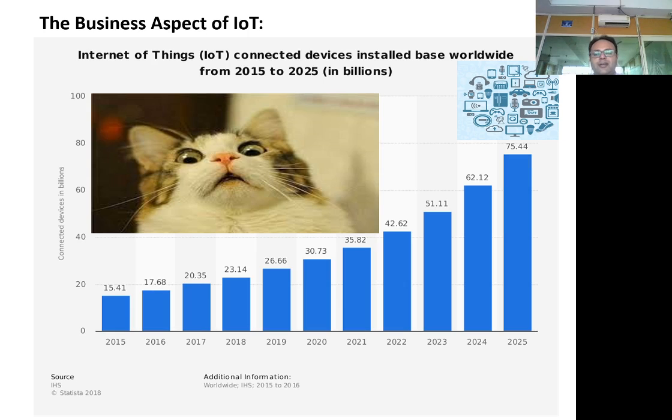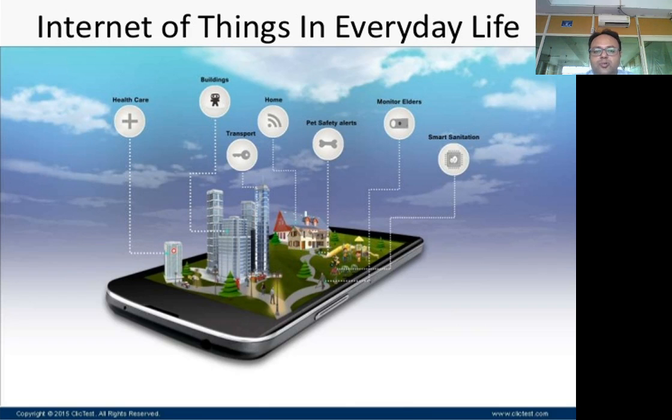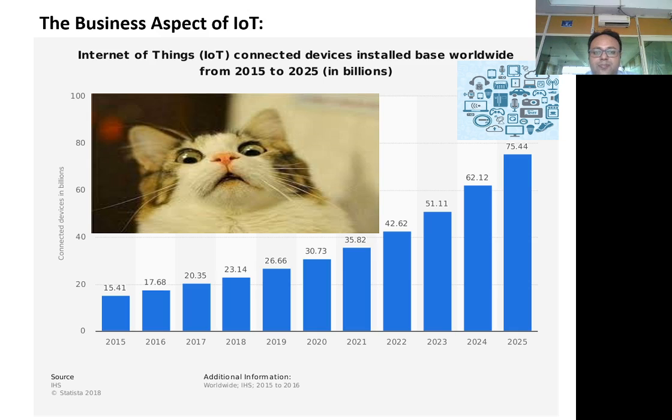It was predicted in 2018 by IHS, and you can see the growth rate of the devices that are going to get connected. By 2020 it is 30.73 billion devices that are going to get connected, and by 2025 it is going to rise to 75.44 billion devices. So it's a very huge scope, and there is a huge opportunity to build a career in IoT also, right?